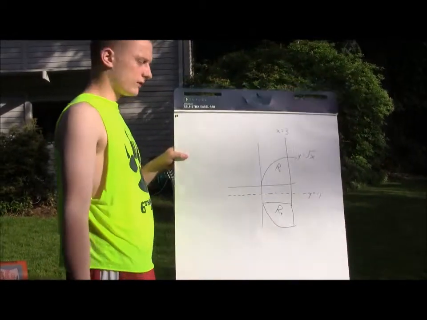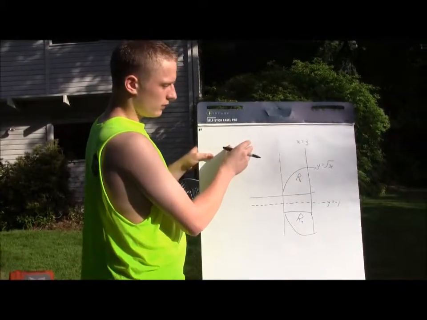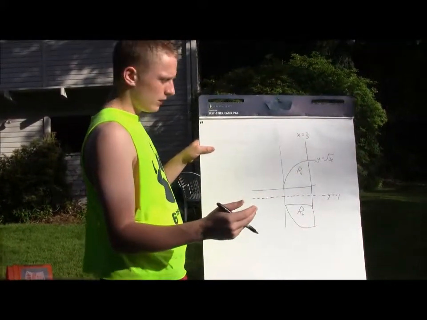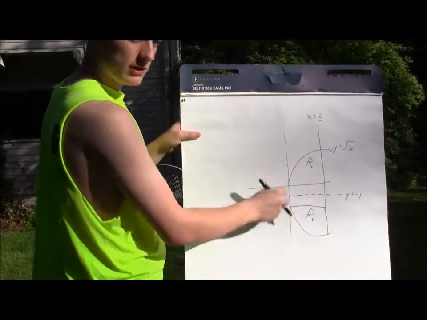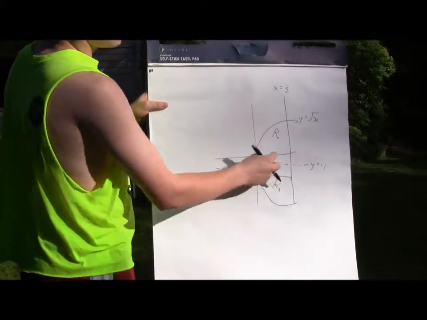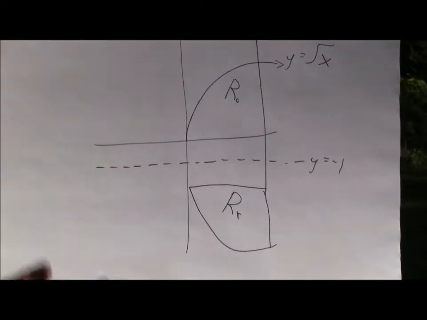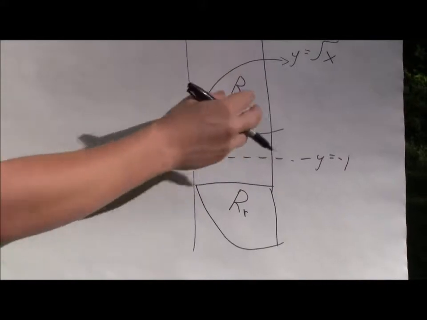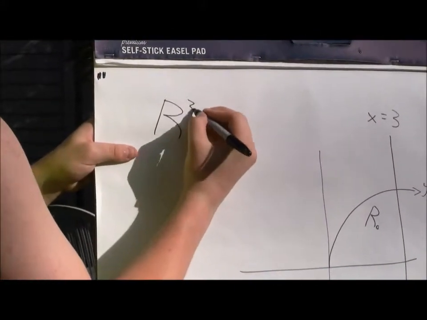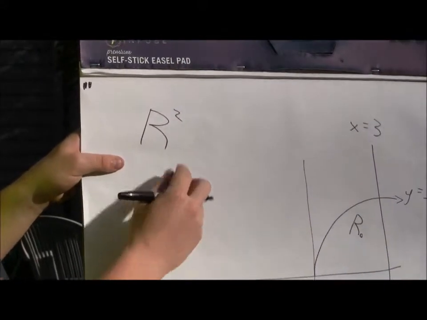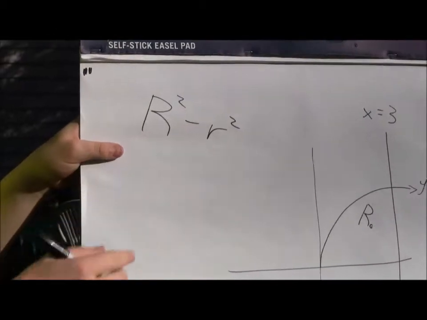So you use what's called the washer method, and all that happens there is inside the integral, instead of just doing r squared, you want to do r squared of your bigger region minus the smaller region you don't want inside, and that'll give you the volume of just the region that you want rotated. So how we like to say it is big R squared for your big region minus little r squared for the littler region inside of it.